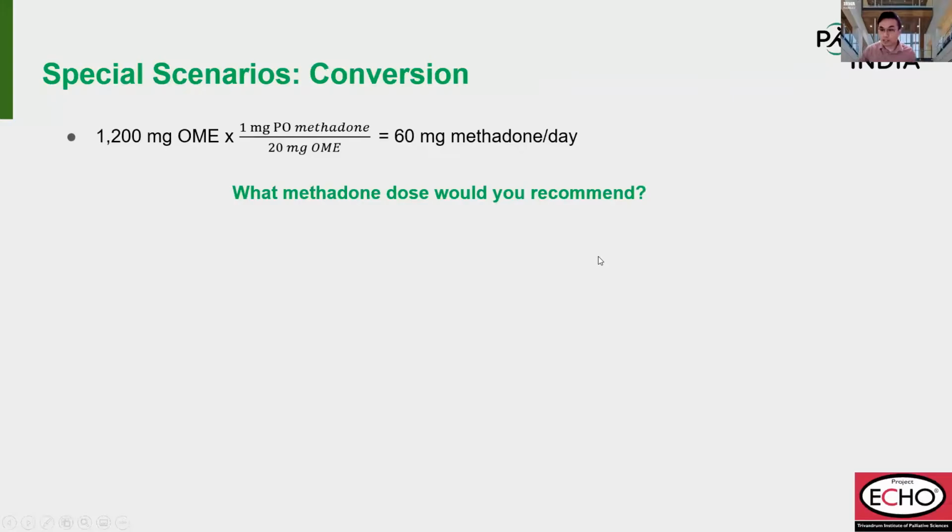Okay, so the next special case is, let's say we have a different patient and they were requiring a massive amount of opioids, and we decide we need to convert 1,200 milligrams of morphine to methadone. So if we did this calculation and did the conservative of 20 to 1, and we get 60 milligrams of methadone a day, what dose would you recommend? Anybody?